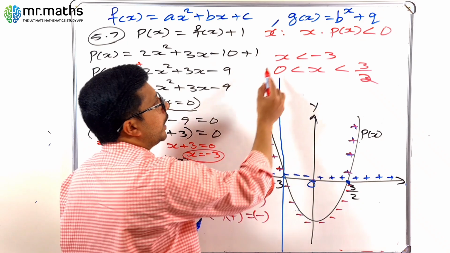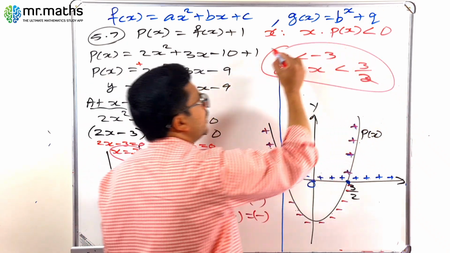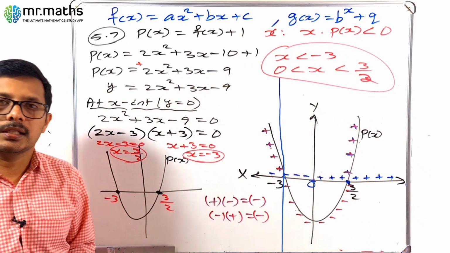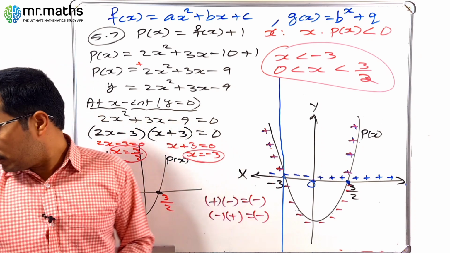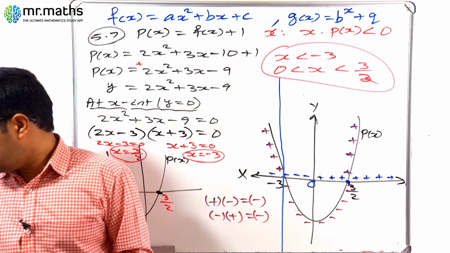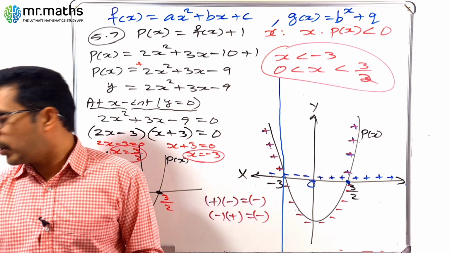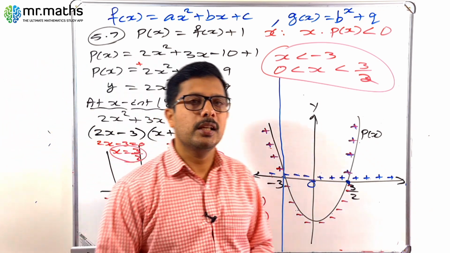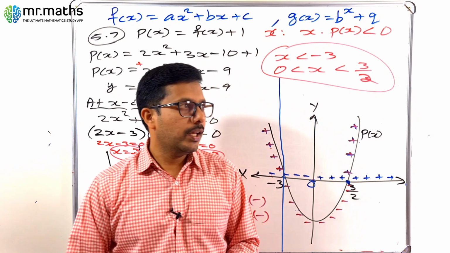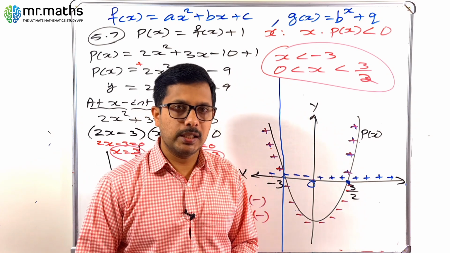Okay, so the answers are x is less than minus 3 and 0 less than x less than 3 over 2. So guys, that is question number 5.7, and I think that's the end. That's the end of this September 2020 graphs and function questions. I hope you understand clearly.